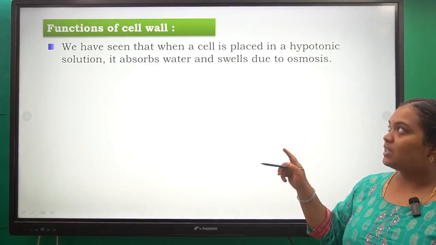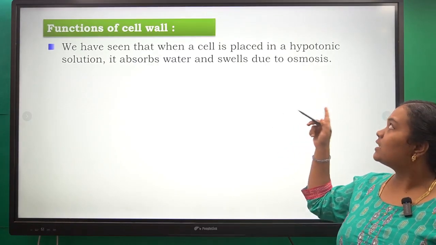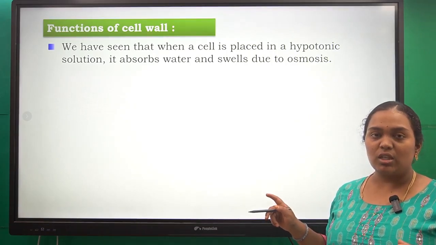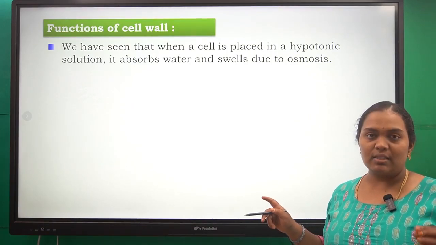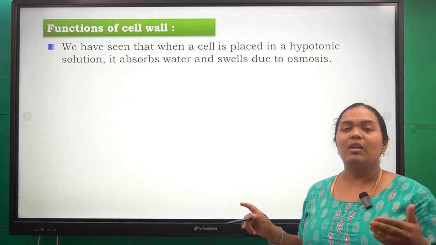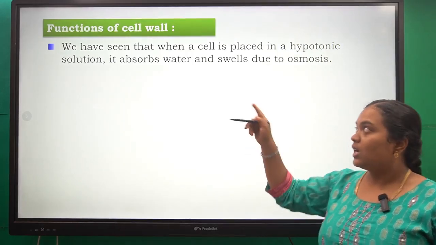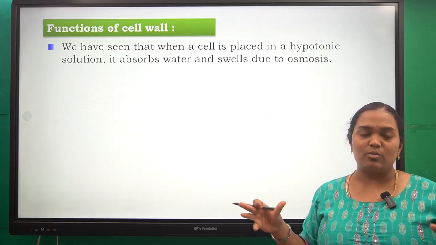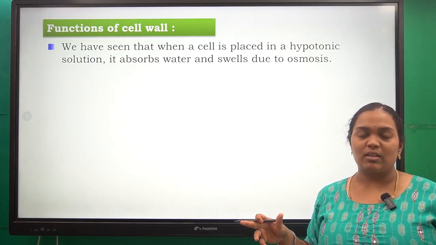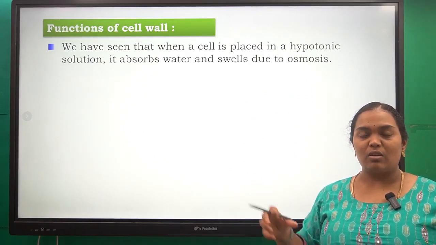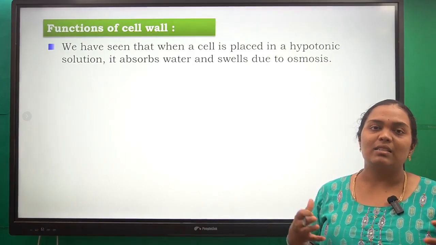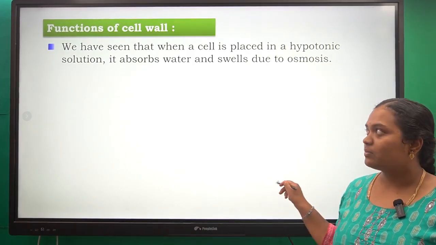We have seen that when a cell is placed in a hypotonic solution, which means a solution in which the solute is less and the solvent is more, meaning the water content is more, it absorbs water and swells. As the water content in the solution is more and the cell has less water in it, the ability of water to enter into the cell is more. So as it enters, the cell gets bulged and it bursts.